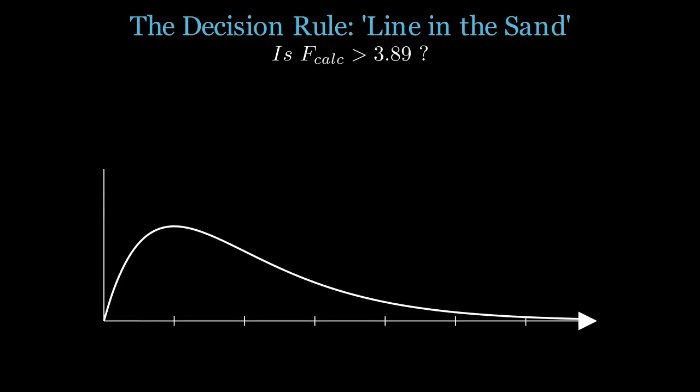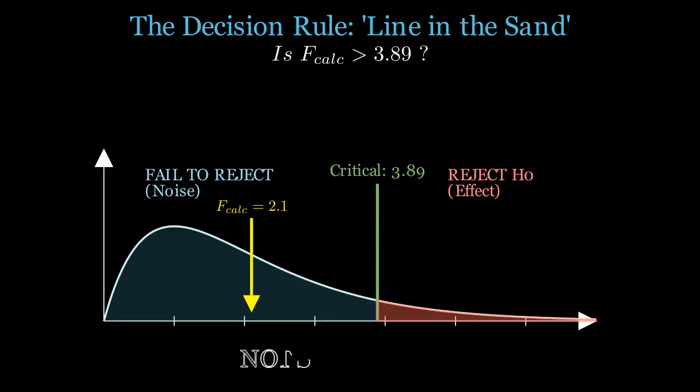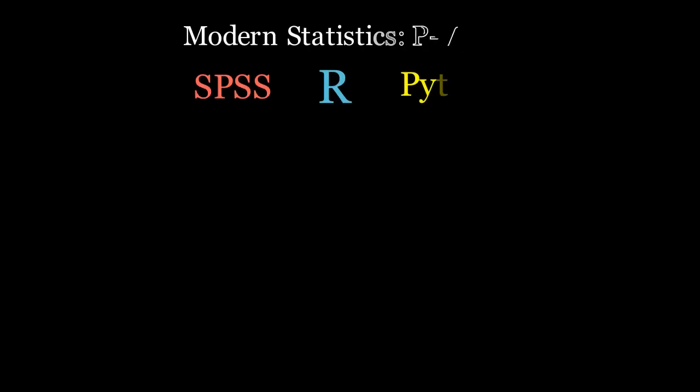The critical value is the line in the sand. If our calculated F-statistic from our data is greater than this critical value, we fall into the rejection region. This means we reject the null hypothesis and conclude there is a significant difference between the groups. If our F value is smaller, we fail to reject the null hypothesis, meaning the observed differences might just be noise. In modern statistics, software like R, Python, or SPSS gives us a p-value directly.